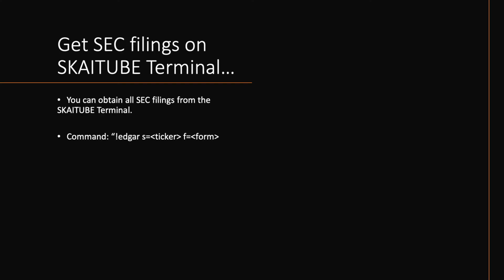You can get all these filings directly straight out of the SKAITUBE terminal. The SKAITUBE terminal was designed to be an amazing toolbox. What you would do is go to Data Console and type in the command exclamation Edgar, S as in stock equals the ticker symbol, and F as in form equals the type of form you want. As an example, exclamation Edgar, S equals AAPL, we're looking for Apple, F equals 10.